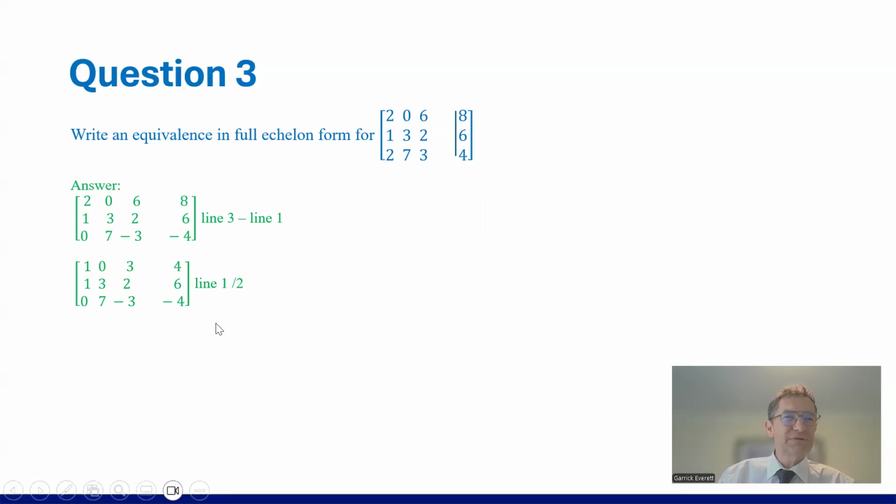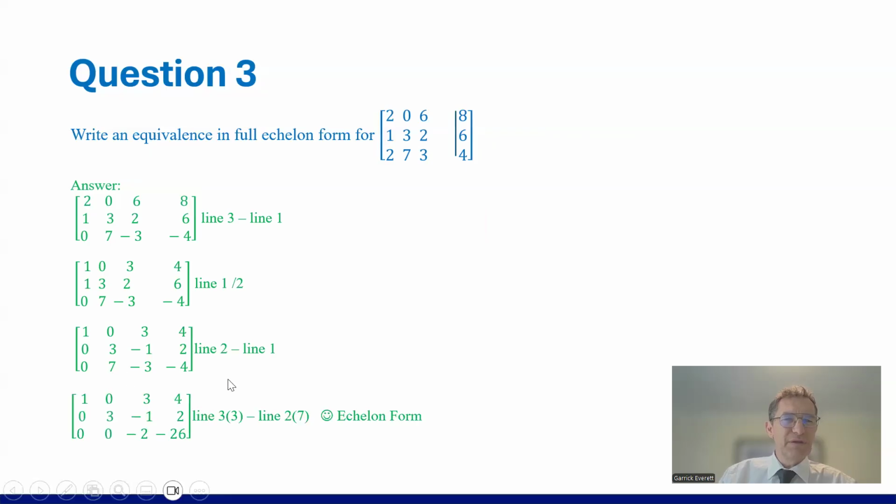So I've got another 0 in there, but that's now a 1, which is easier to work with. Now I'm going to do line 2 subtract line 1. So 1 take away 1 is 0. 3 take away 0 is obviously still 3. 2 take away 3 is -1. 6 take away 4 is 2. So we're getting pretty close here to what we want.